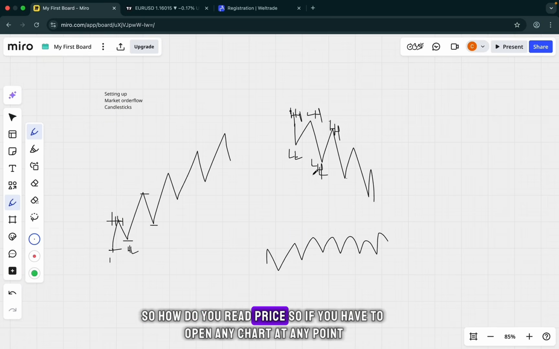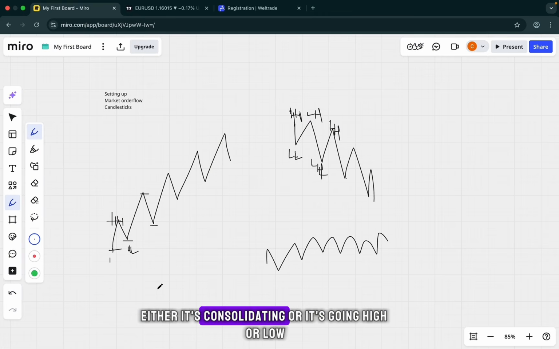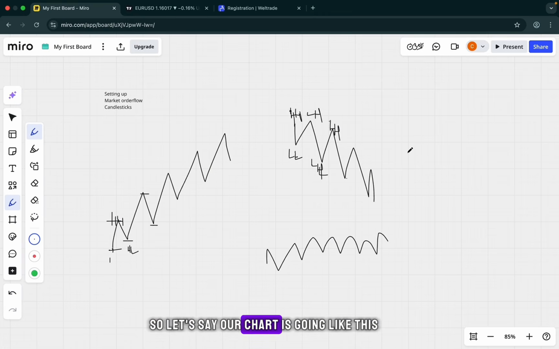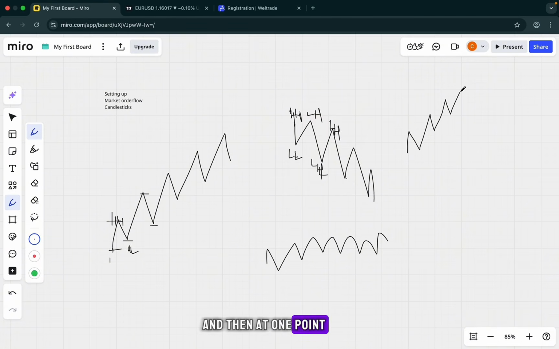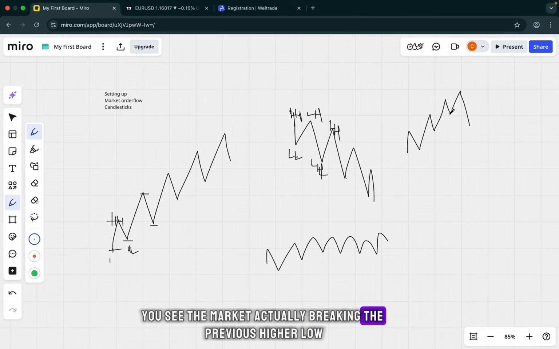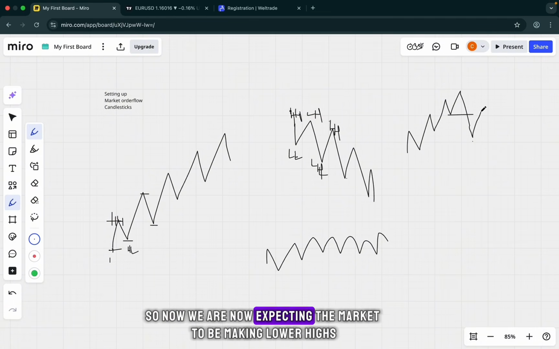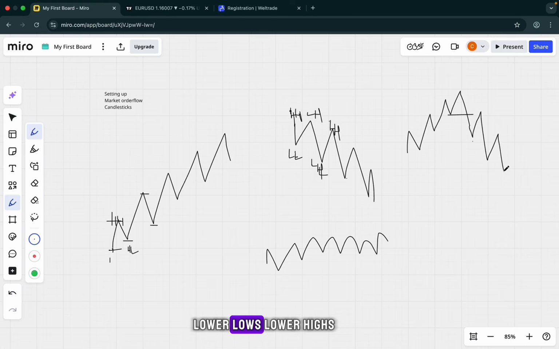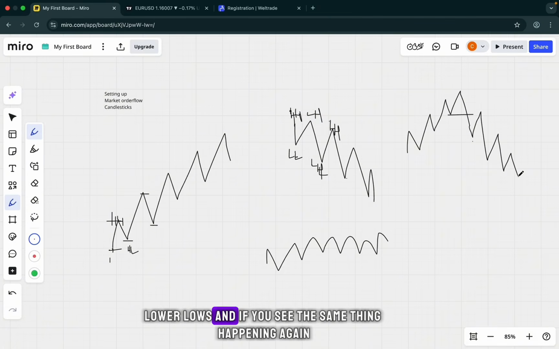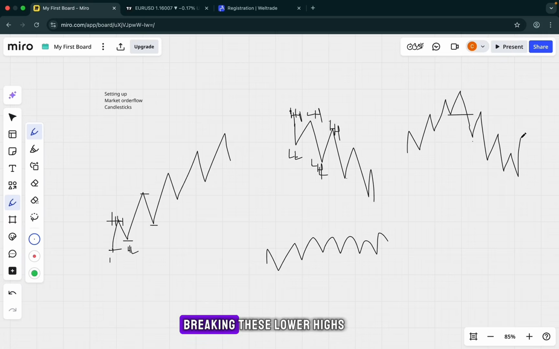So how do you read price? If you open any chart at any point, it's either consolidating or going higher or lower. Let's say our chart is going upwards like this, and then at one point you see the market breaking the previous higher low. This means that the market has changed direction. So now we are expecting the market to be making lower highs, lower lows, lower highs, lower lows. And if you see the same thing happening again, breaking these lower highs, now we're expecting higher lows, higher highs, higher lows, higher highs.